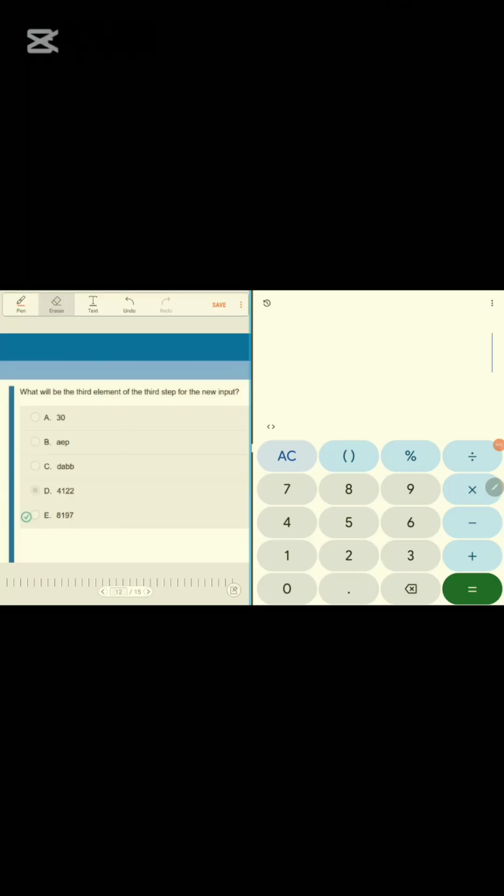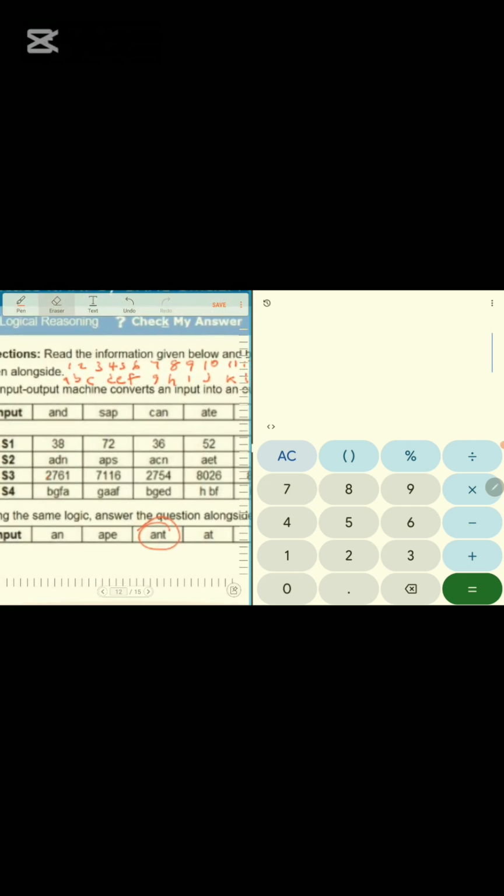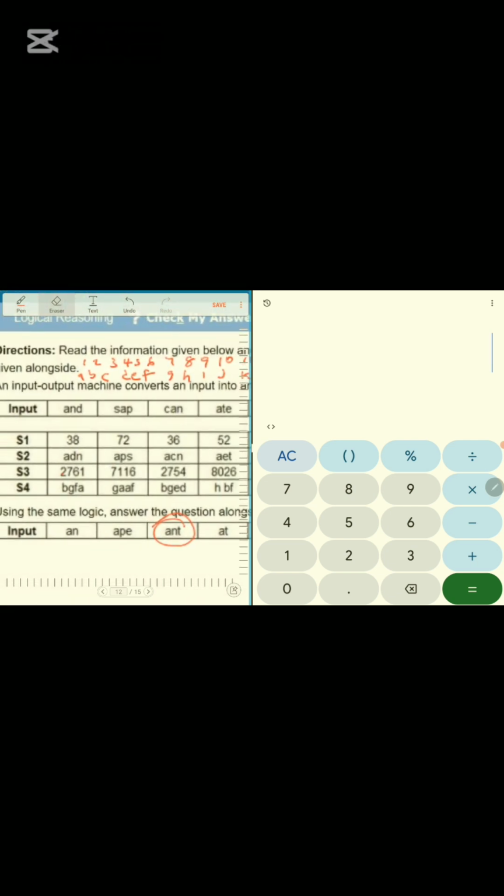What will be the third element of the third step for the new input? And here are the new inputs. The third element is A and T. But first we need to decode this pattern. Find out how this pattern is going. You might try several things before you can actually decode this pattern.